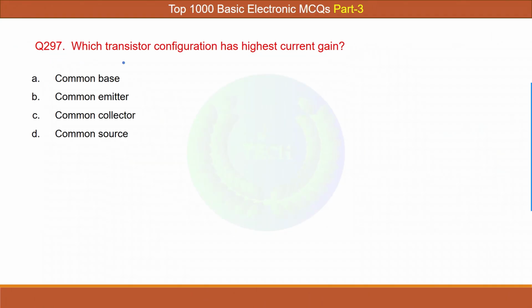Next question, question number 297. Which transistor configuration has highest current gain? Option A common base, option B common emitter, option C common collector, option D common source. The answer is option C, common collector.